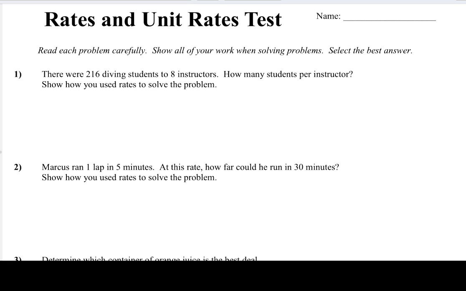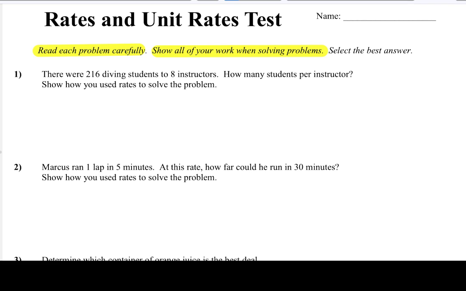So directions say, read each problem carefully, show all of your work, and then don't worry about that last little bit. Okay?